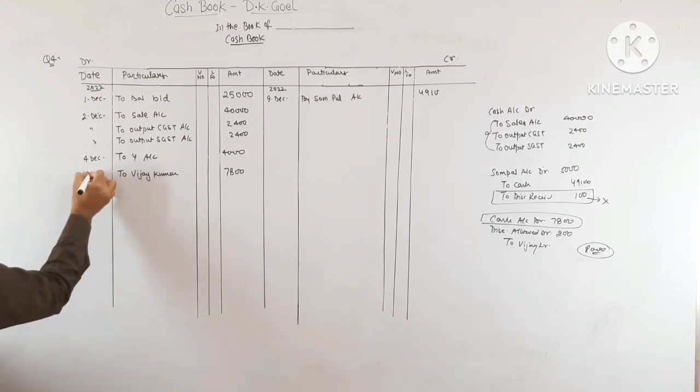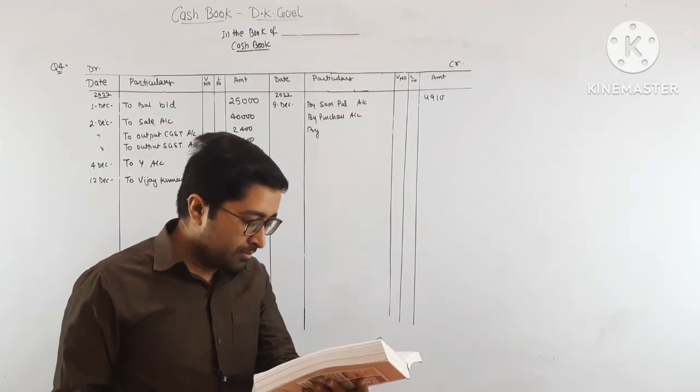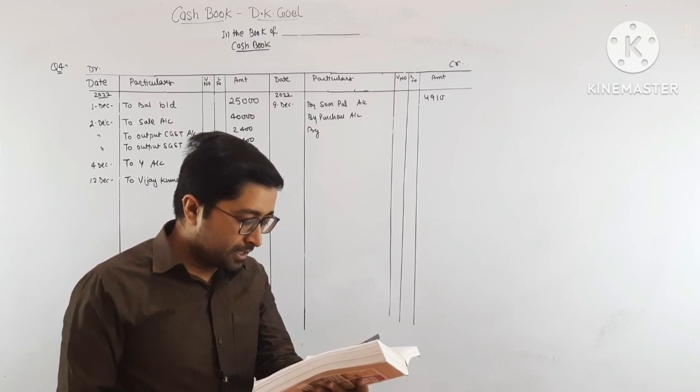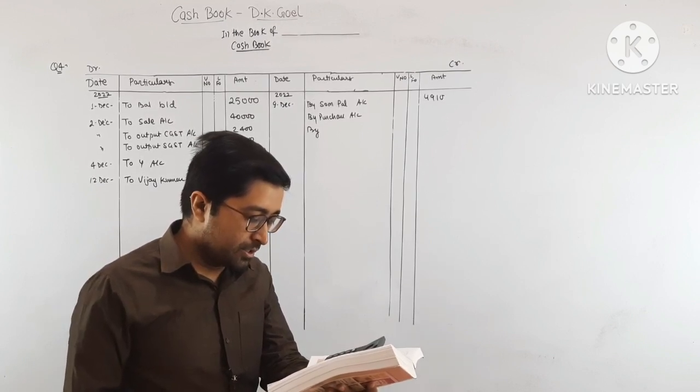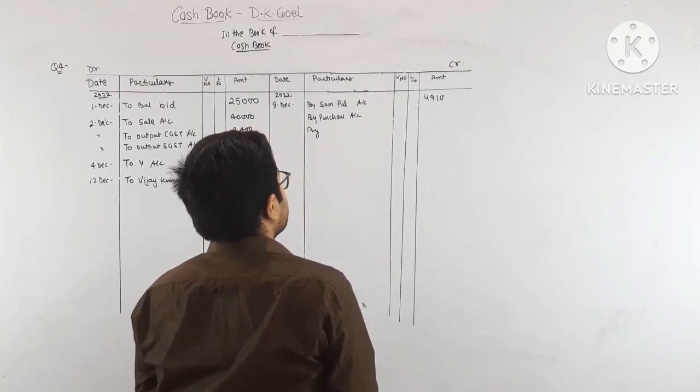12 December. So the next entry is 20 December. Bought goods for the cash, CGST, SGST 20,000. So the entry will be what? Bought goods for the cash.